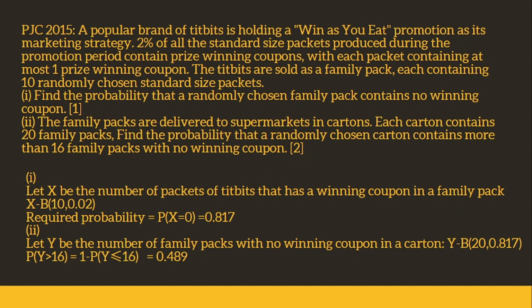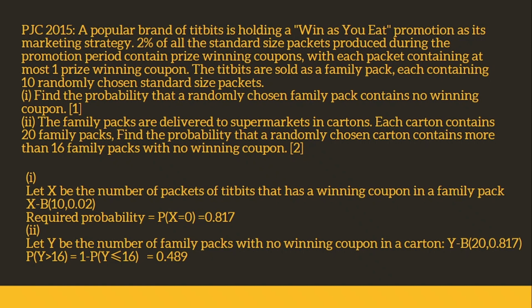So we let X be the number of packets of toothpaste with winning coupon in a family pack. Each family pack has 10, so that's our sample size. Then the probability that it has the coupon is 0.02. If you want it to have no winning coupon, it is the probability that X equals 0, which is 0.817.